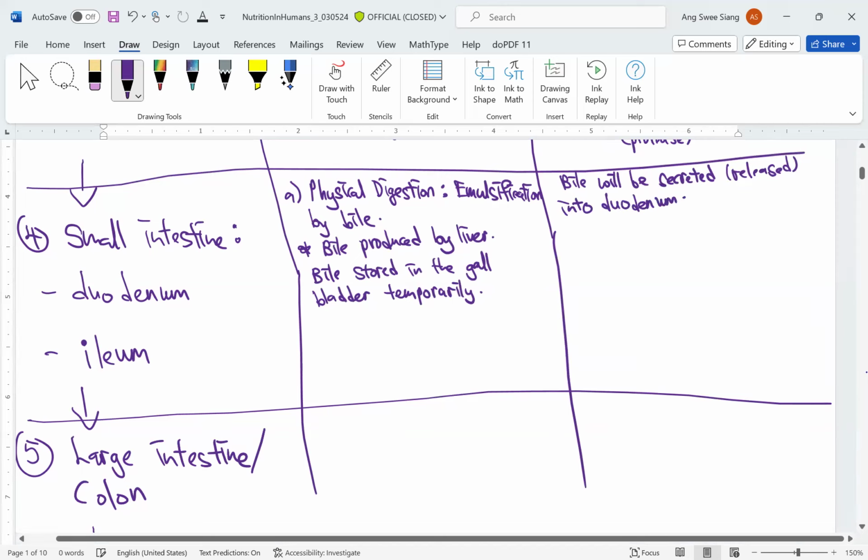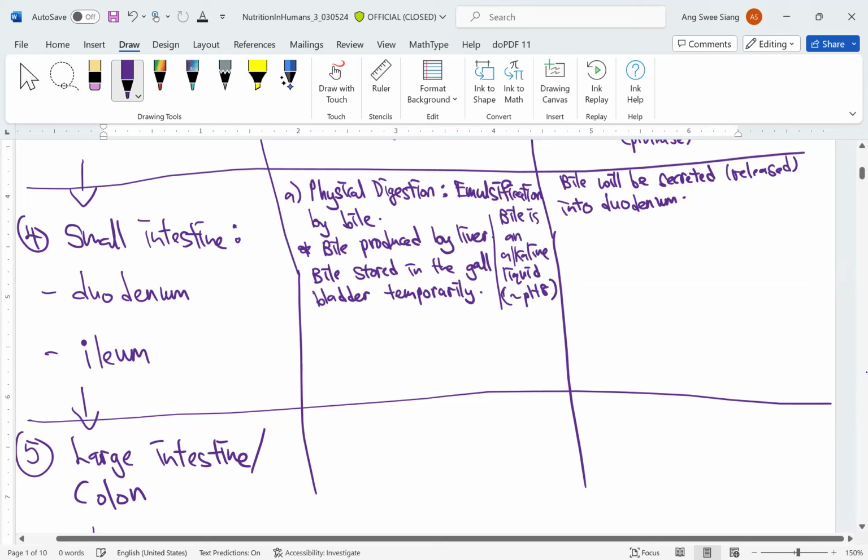Before I continue, bile is alkaline. Bile has an alkaline pH of around 8. Too many details, I don't have space, so I squeeze a bit. Bile is an alkaline liquid of around pH 8.